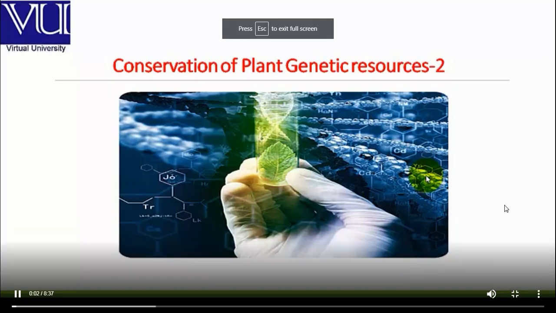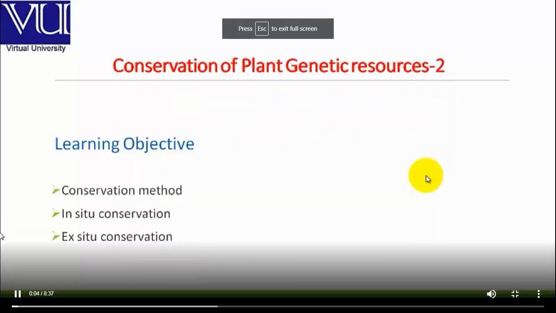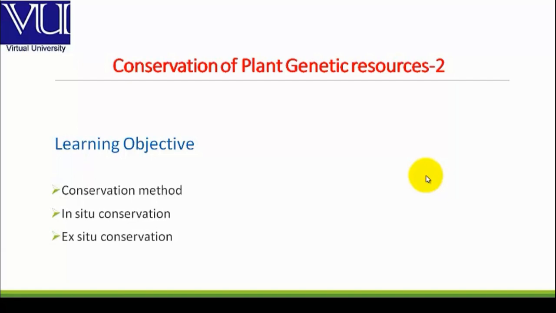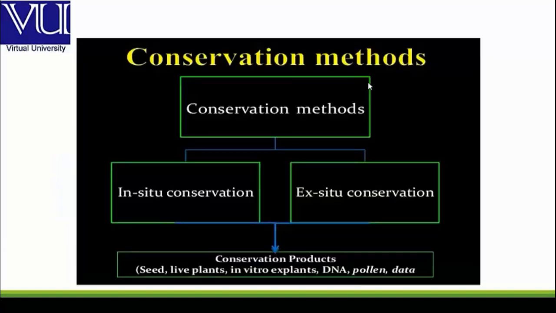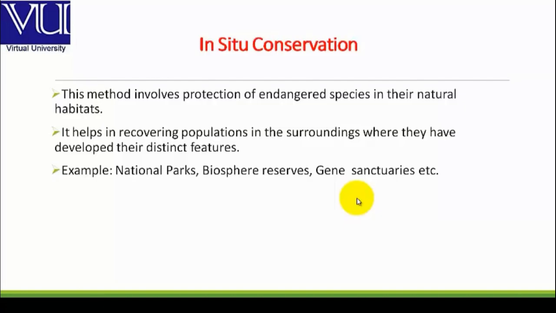Conservation of plant genetic resources. Dear student, in this module we will learn about different methods for the conservation of plant genetic resources. The method of conservation has been divided into two main types. The first one is in situ conservation and next is ex situ conservation.